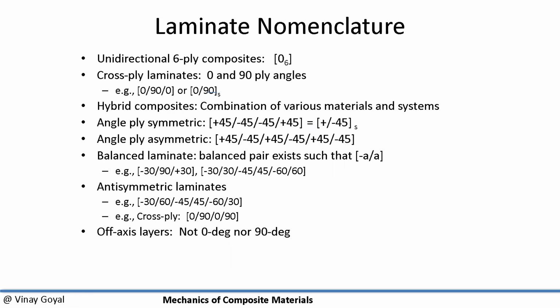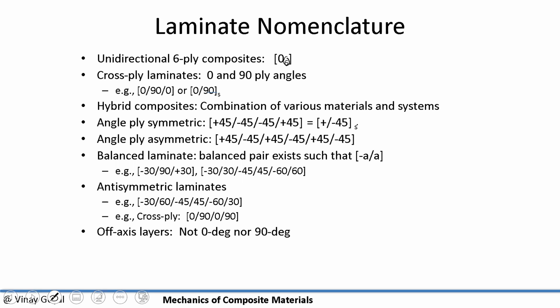Unidirectional 6-ply composites. You see a 6 there. That means there are 6 adjacent plies at 0 degrees. Cross-ply laminates, 0 and 90 ply angles. So I could have 0, 90. If I have 0, 90, that's cross-ply right there. Anytime I have cross-ply, I know it's 0, 90. Then I have hybrid composites, which is a combination of different materials and systems. Then I have the angle ply. The angle ply is going to be plus minus 45 across the board. And yeah, so that's what we have.